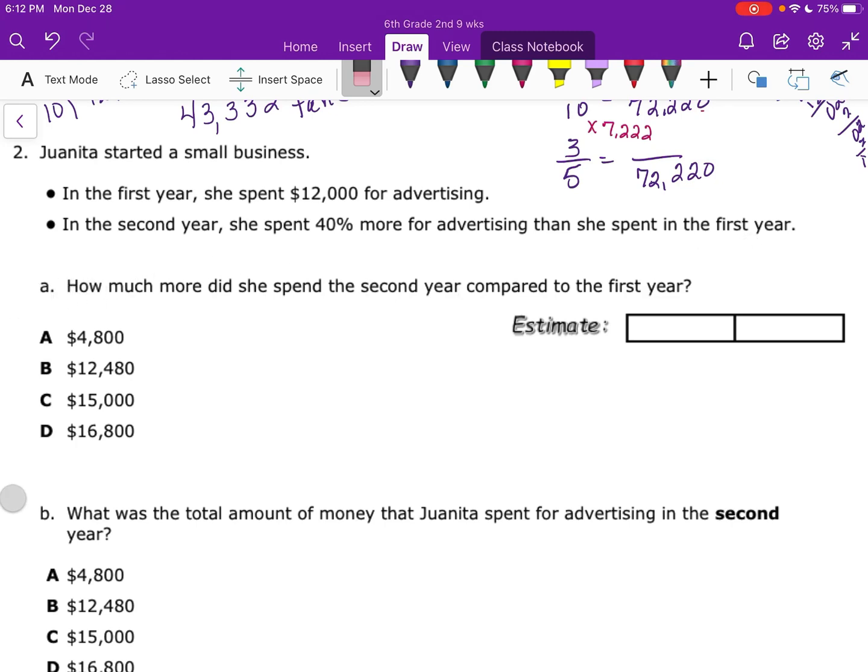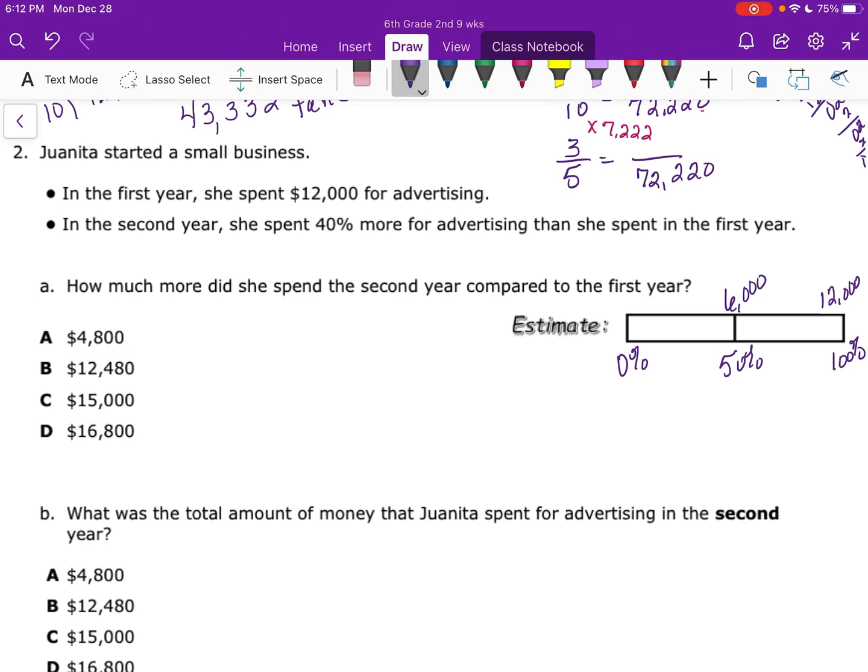So we have two questions. We have question A and we have question B. Okay, so question A says, how much more did she spend the second year compared to the first year? How much more did she spend? Okay, so if we look at our estimate, right? 0%, 50%, and 100%. So we know the first year she spent how much? 12,000. Okay, what's half of that? It's half of 12,000, 6,000.